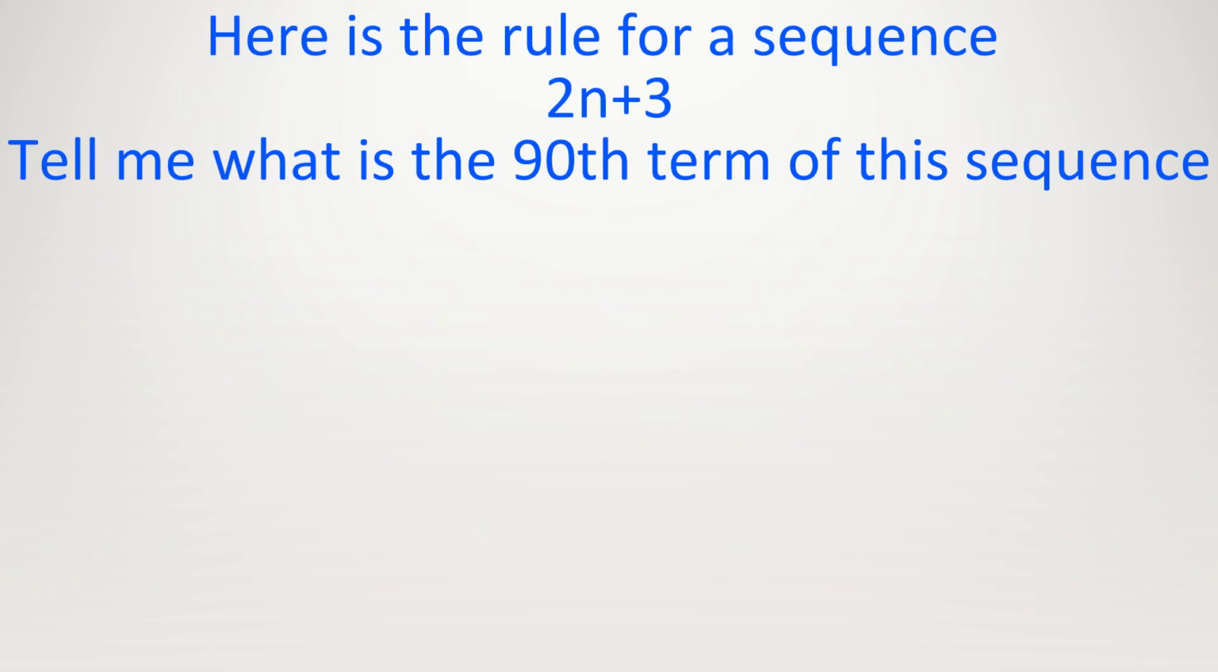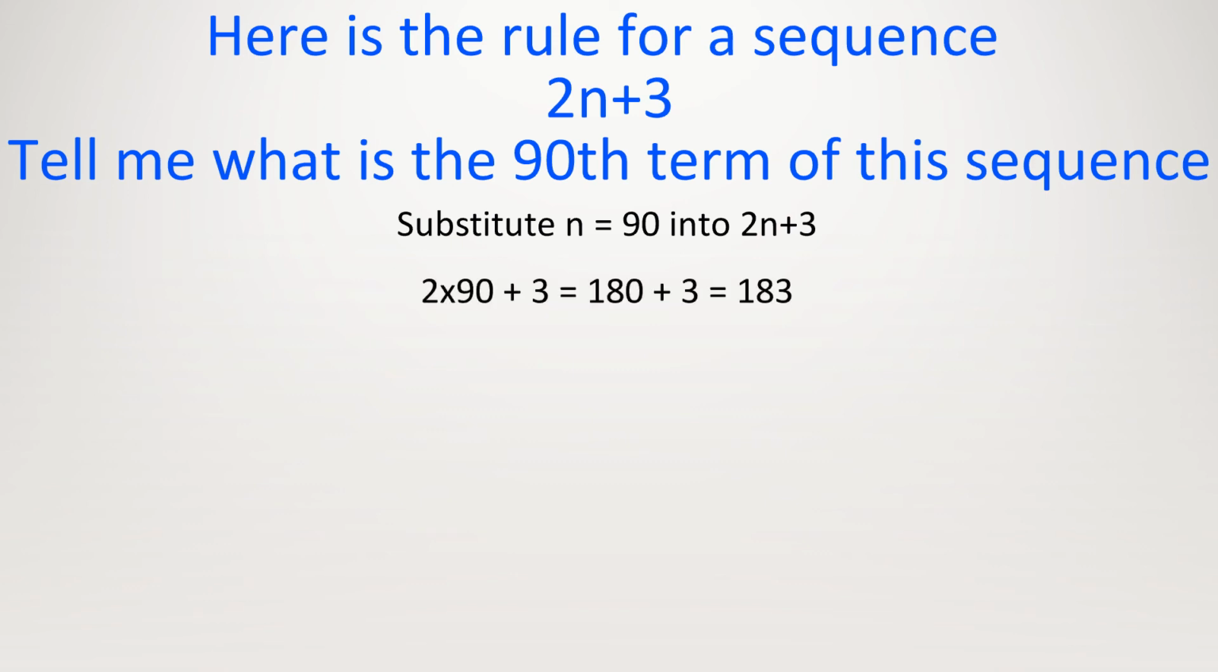Here is the rule for a sequence, 2n plus 3. Tell me what is the 90th term of this sequence. How to do this? We substitute n equals 90. Firstly, we do 2 times 90 equals 180 plus 3 equals 183. So the 90th term in this sequence is 183.